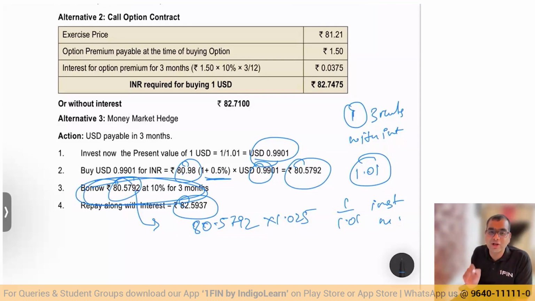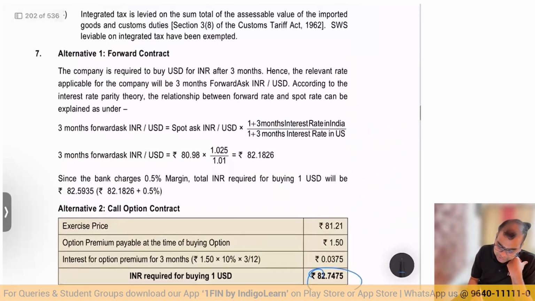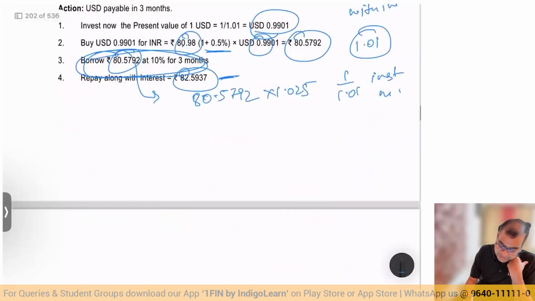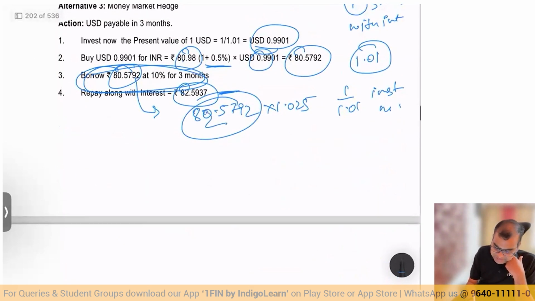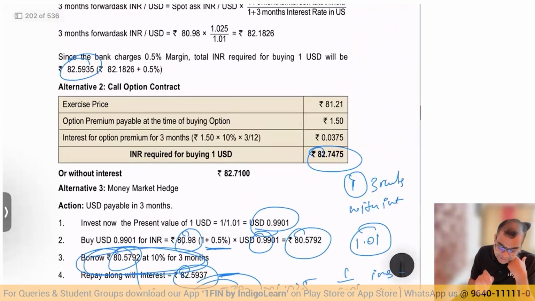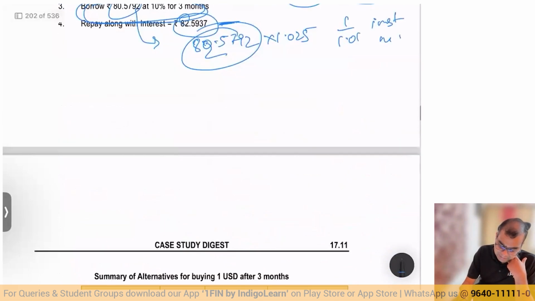And what are you going to do? You are going to get $1 at the end. So basically, in exchange for $1, you are giving up 82.5937. So what is the thing? For call option, it is 82.74. For forward, it is 82.5935. Here it is 5792. Which one is cheaper? 82.5792. This is 57. This is 59. Which one is cheaper? The money market hedge is very clearly cheaper.